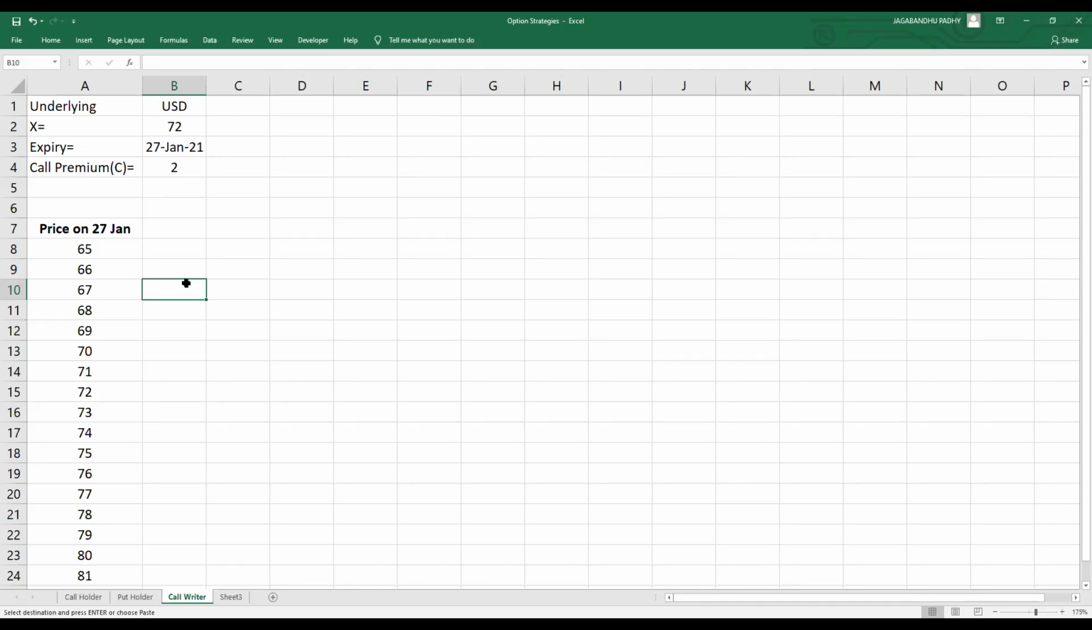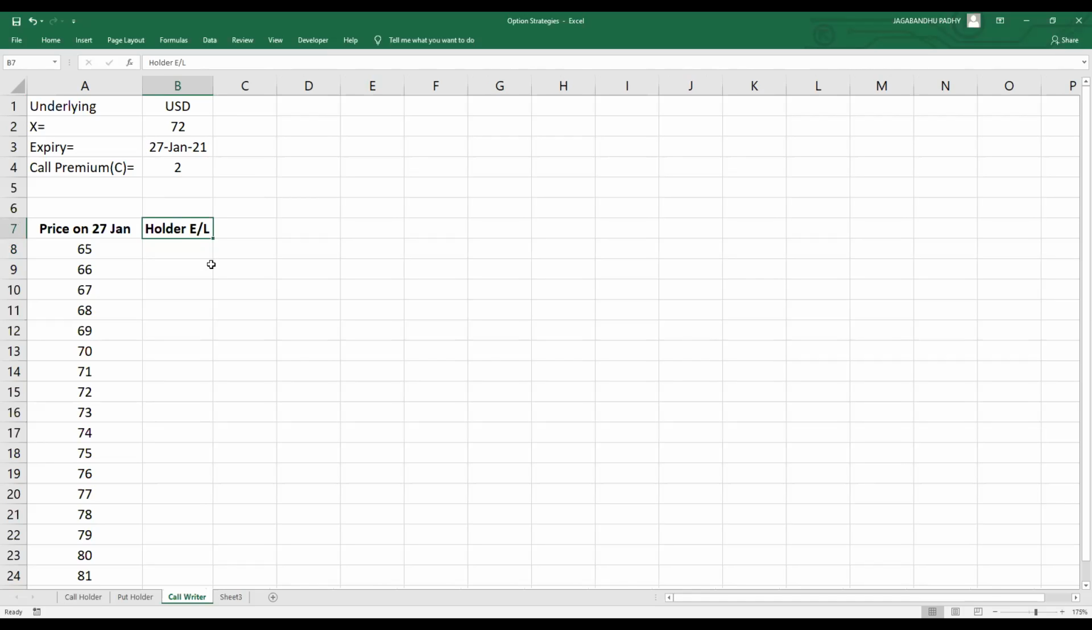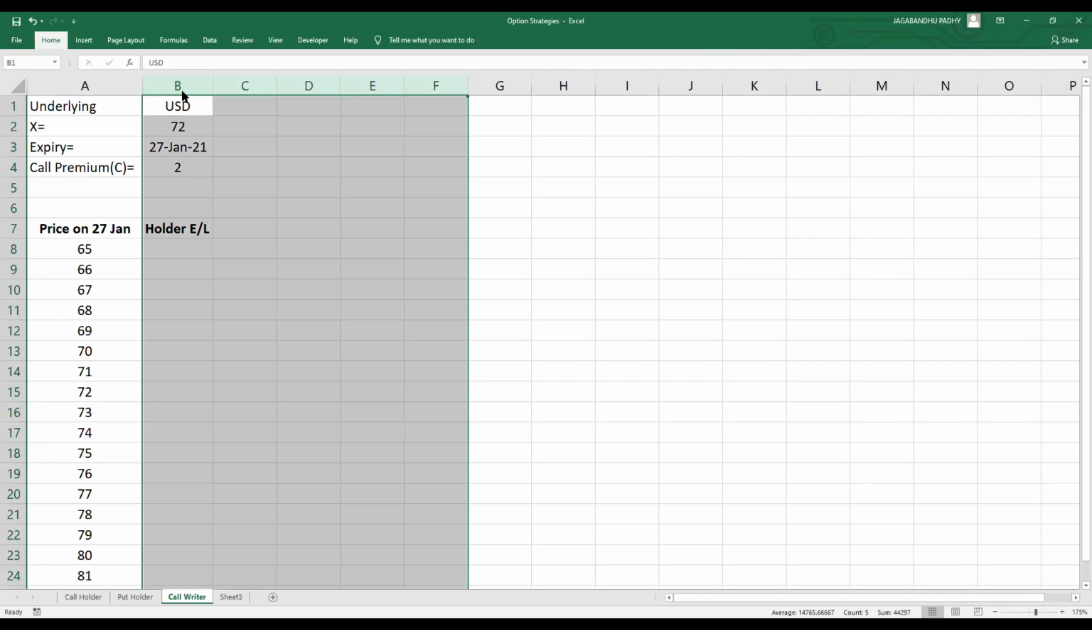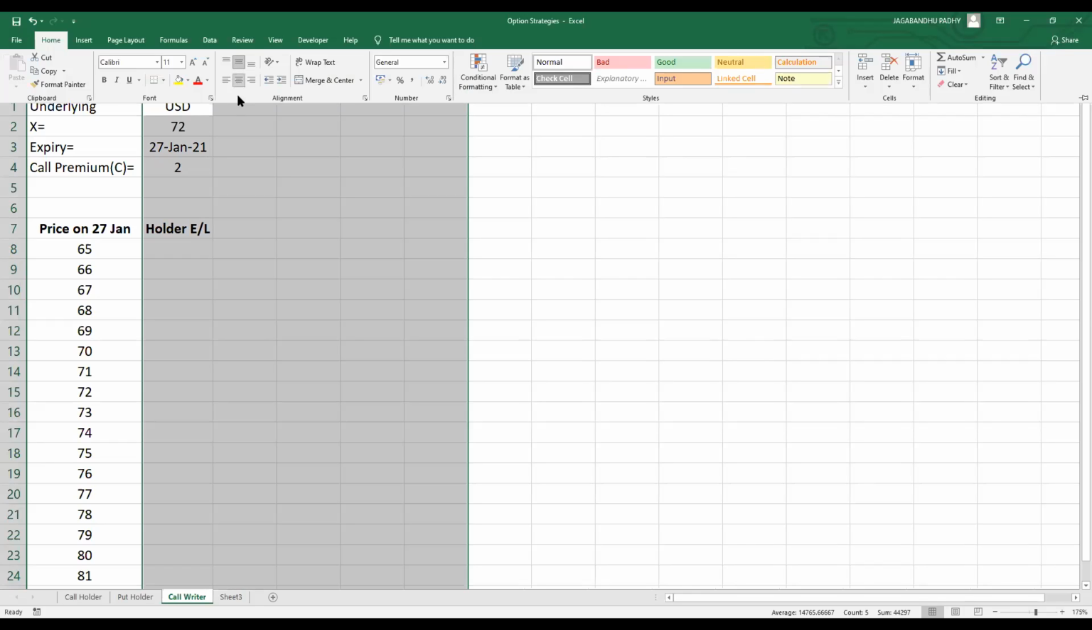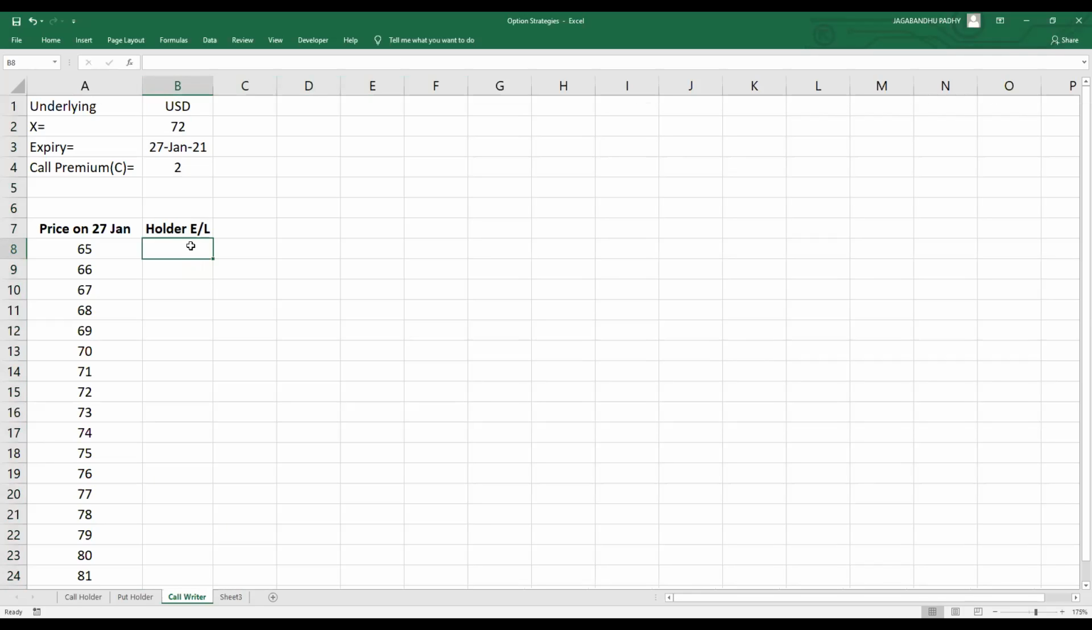So when we prepare the table also, we'll first say whether the holder will exercise or lapse. Our thought process is first going to be the same thing: whether the holder is going to exercise or lapse. Okay. So tell me, when the market price is 65 and the strike price is 72, is the holder going to exercise or lapse?